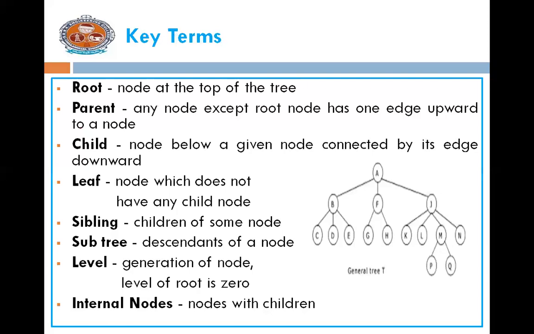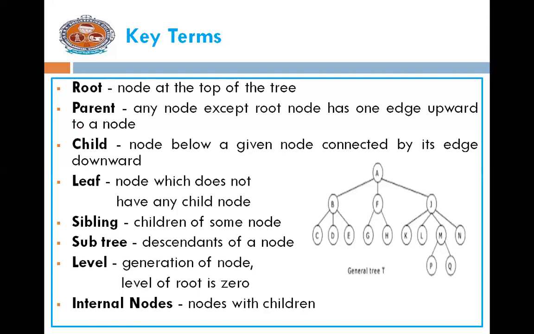And the next one is parent. Any node except the root node has one edge upwards to a node, and that is called a parent. For example, here A is the parent of B, F, J. Next one is child. A node below a given node connected by its edge downward. For example, C, D, E are the child nodes of B. So B is the parent and C, D, E are the children of B.